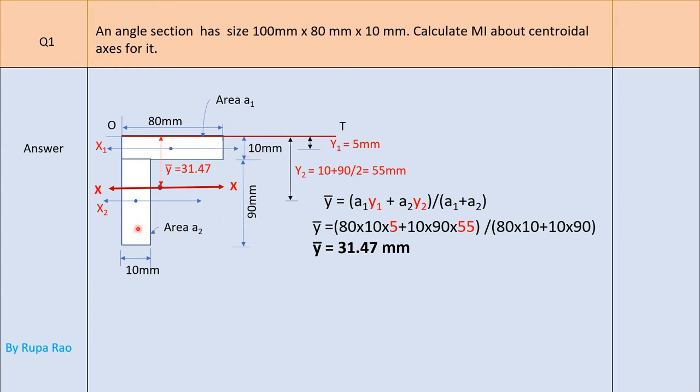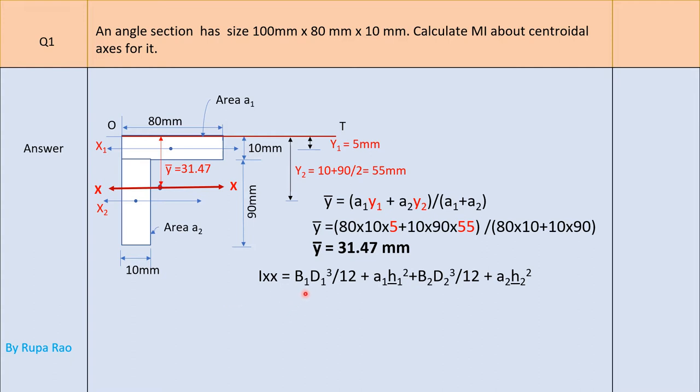Similarly, we know the moment of inertia about this axis x2 for this rectangle 10 by 90 about its own centroidal axis. Using the parallel axis theorem, we will transfer the moment of inertia of this vertical rectangle from the axis x2 to the axis xx. And we will add these two moments of inertia together. That will give us the moment of inertia of the angle section about its own centroidal axis xx. Let us see how we do it.